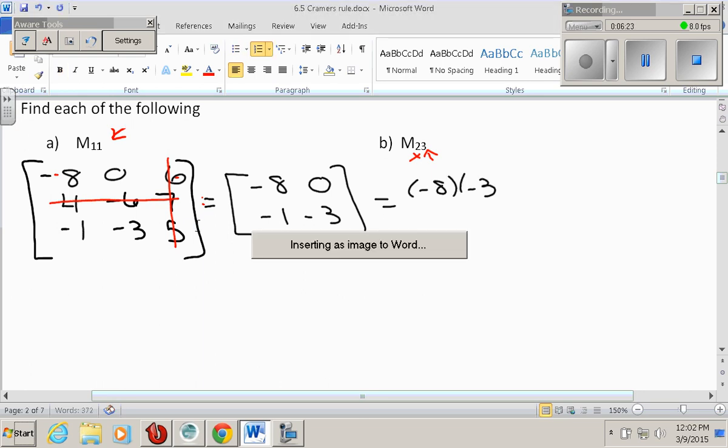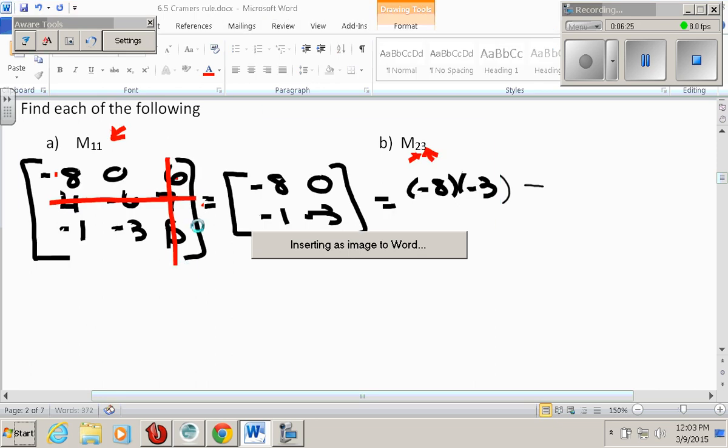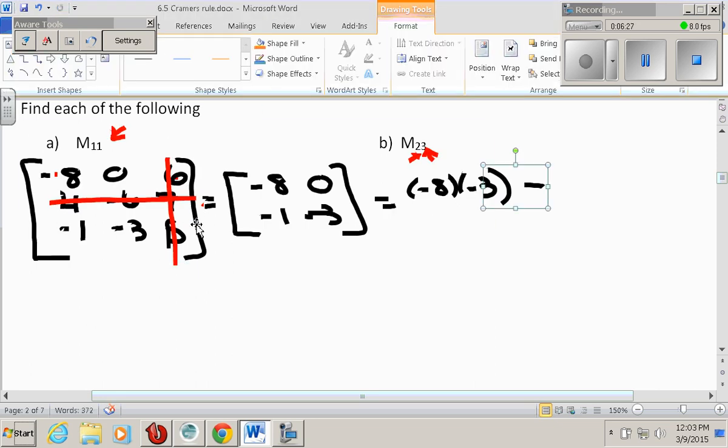Negative 8 times negative 3 minus negative 1 times 0, which is going to give us 24 plus 0, which is 24. All right, so as you can see, it's actually pretty simple. It's not earth-shattering stuff. It's just a little bit different from what you're used to seeing. Okay.